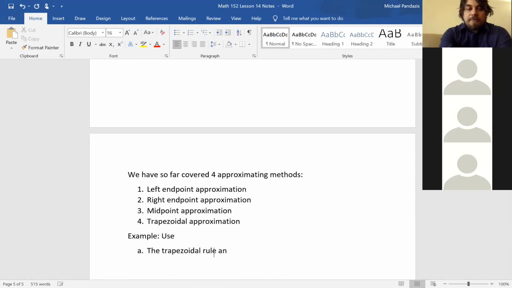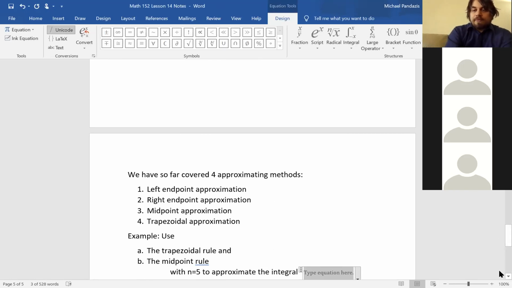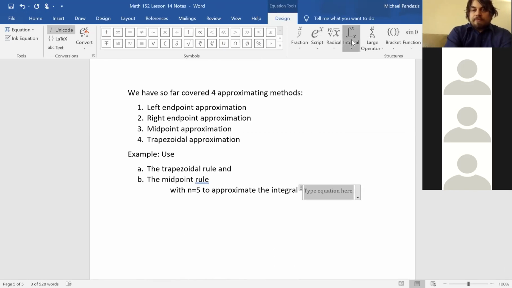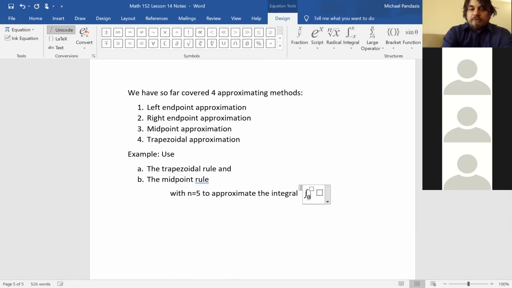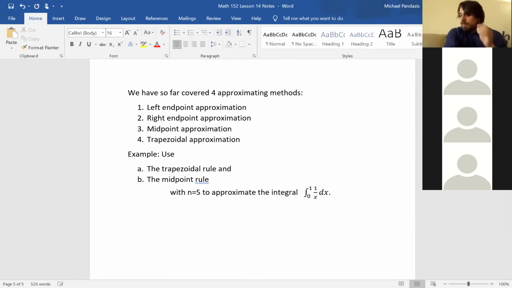And B, the midpoint rule, with n equals 5 to approximate the integral from 0 to 1 of 1 over x dx. Okay, so we're going to use these two rules in A and B.